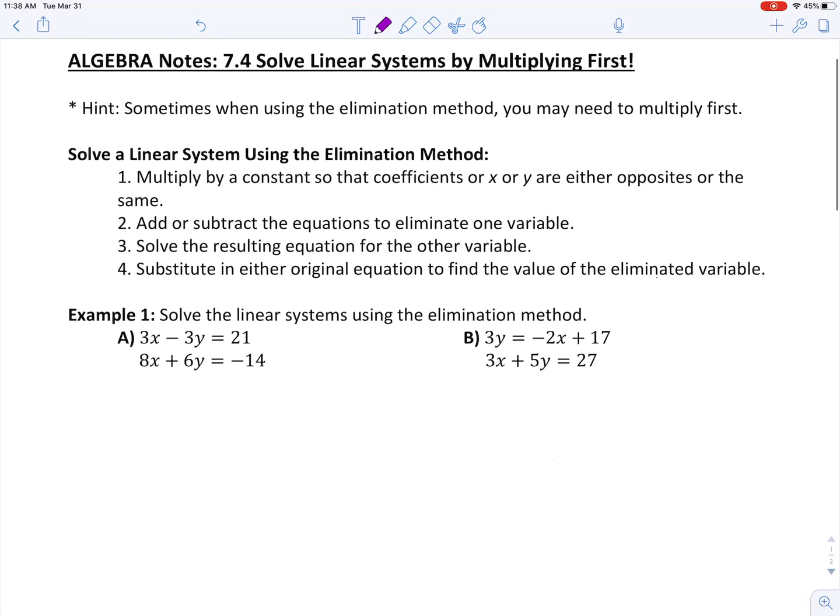Hello class, today we're going to do lesson 7.4 on solving linear systems by multiplication first, and this is still talking about using the elimination method. Basically this lesson is our previous lesson 7.3, but with one new step. Sometimes you need to multiply first in order to use the elimination method. And that is actually our first step on our list of steps. All of these other steps right here was lesson 7.3.